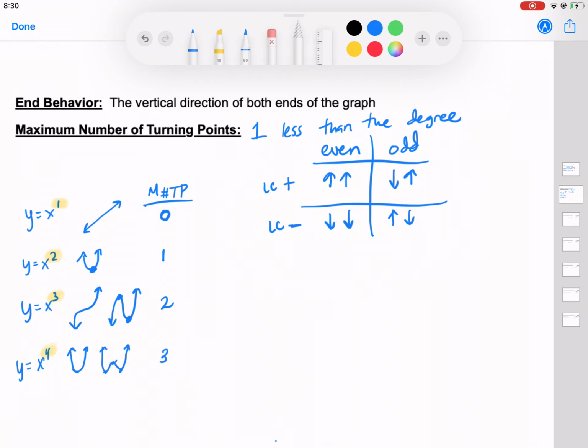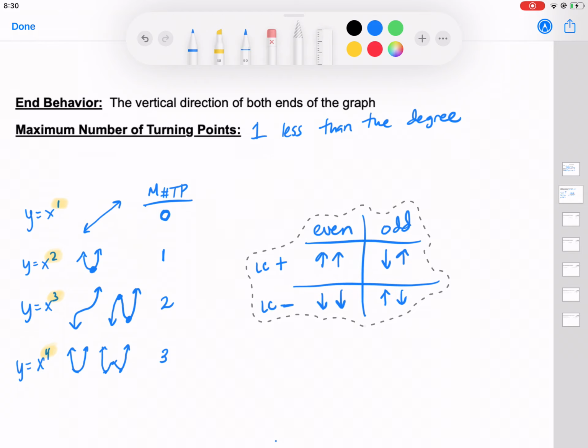So let me move that down. It's kind of in the way. There we go. Okay, so we've got this little end behavior chart I've made, and we have an understanding of the maximum number of turning points. So in the next few videos, I'm just going to go ahead and do examples to show you how this works.